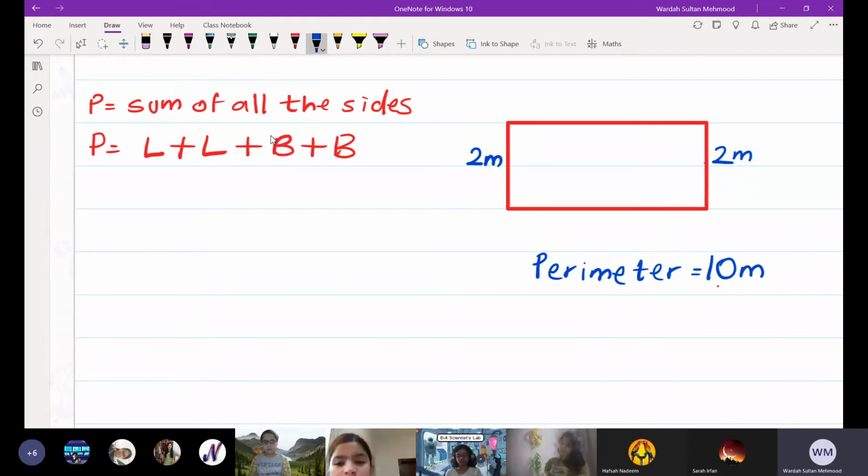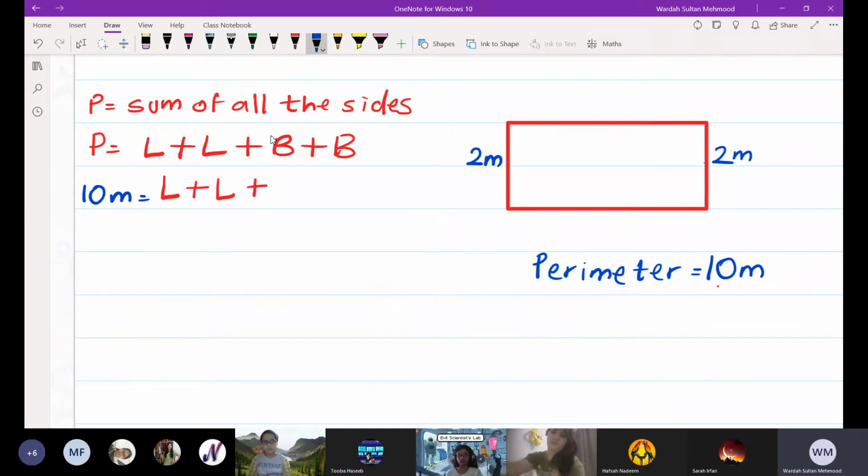We have the value for perimeter. It's 10 meters here. Do we have the value for length? No, so I'm just copying it the same. Do we have the value for the other length? No, so I'm just copying it the same. Do we have the value for breadth? Yes, it's 2 meters. Do we have the value for the other breadth? Yes, it's 2 meters.